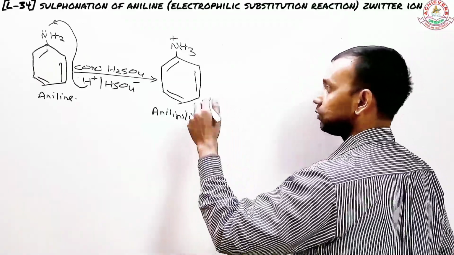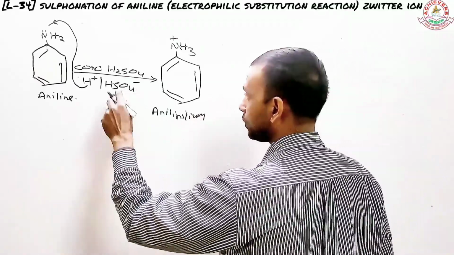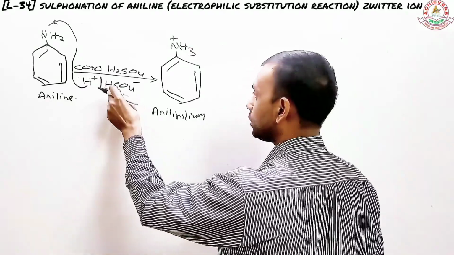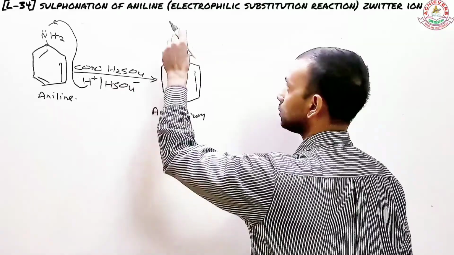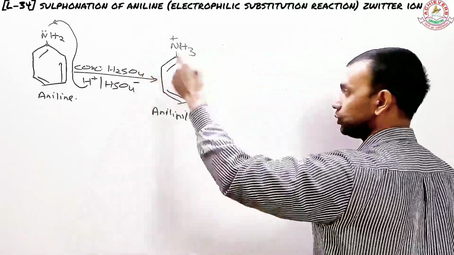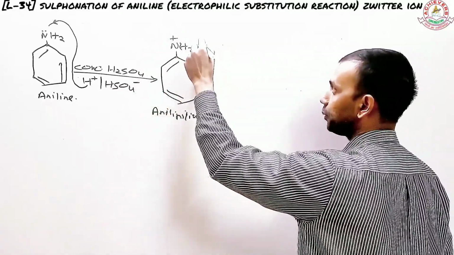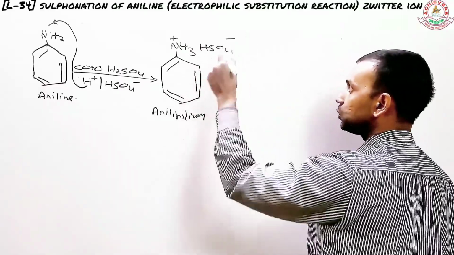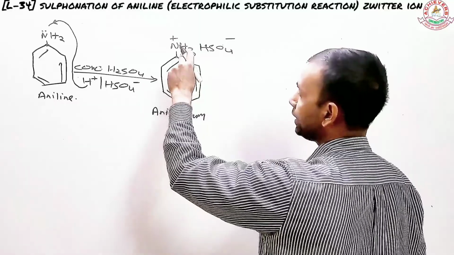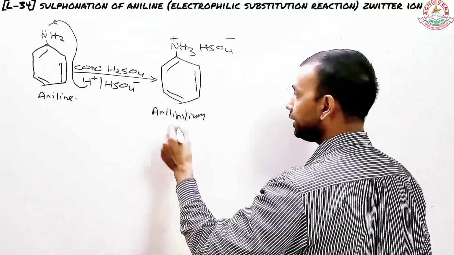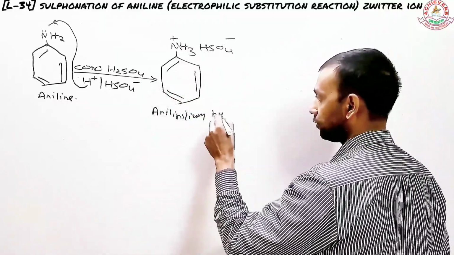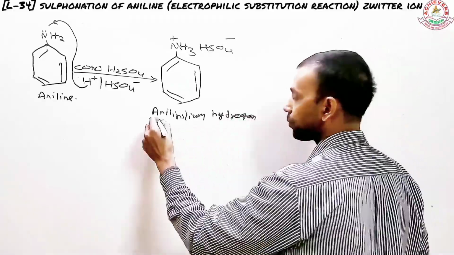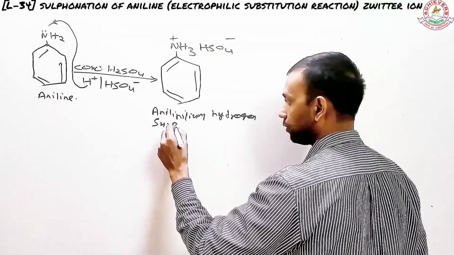Now another thing is that because this HSO4 is a negatively charged particle, it is also attracted towards the positively charged particle right here. So this goes in the vicinity of this anilinium and stays there as HSO4 negative. So this is your negative part, and there you have your anilinium part. Now this is called anilinium hydrogen sulfate.